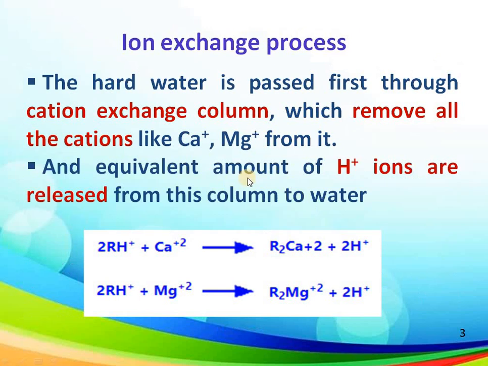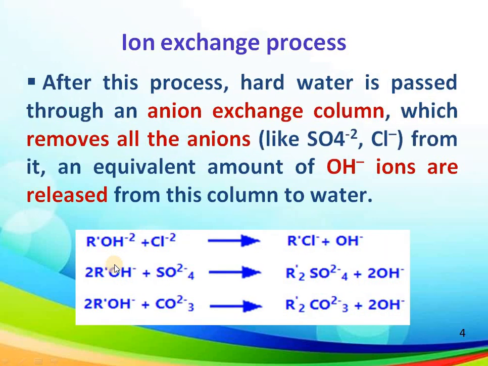So the hardness present in the water is in the form of calcium chloride, calcium sulfate, and calcium bicarbonate. In these, calcium contains the positive charge and chloride contains the negative charge. Those substances having the positive charge can be exchanged by the cation exchanger resins, and those containing the negative charge, like Cl minus here, and sulfate and carbonate, can also be exchanged by the anion exchanger resins.